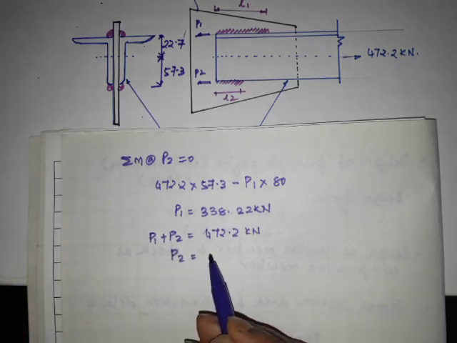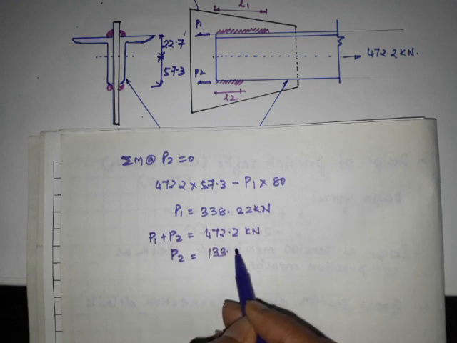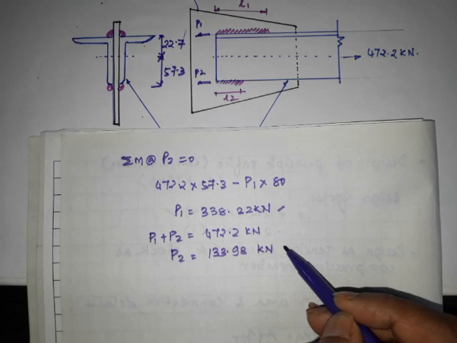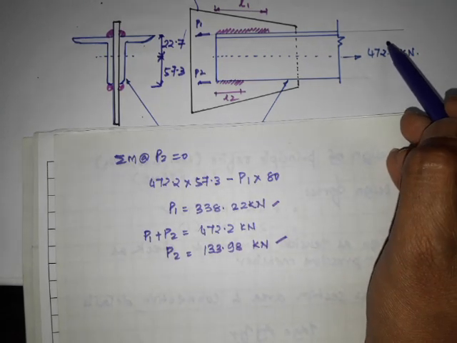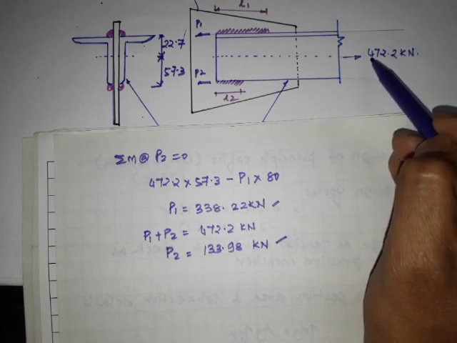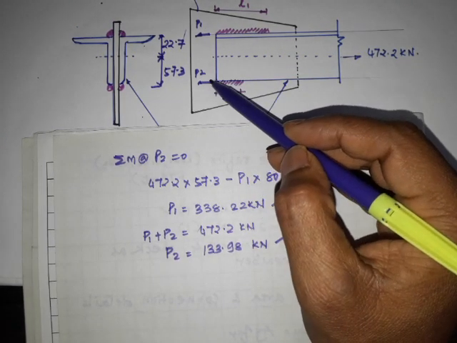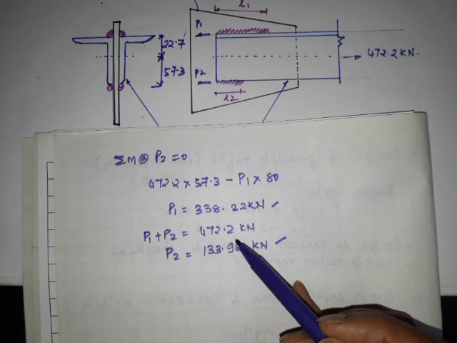So what will be the contribution of P2 here? It will be 133.98 kilonewton. So when you add P1 plus P2, you should get 472.2. What is the meaning of this? Whatever the force applied over the member, that force will be contributed to P1 and P2. So this is P1 and P2. By using this P1 and P2, you have to find out the length of weld.